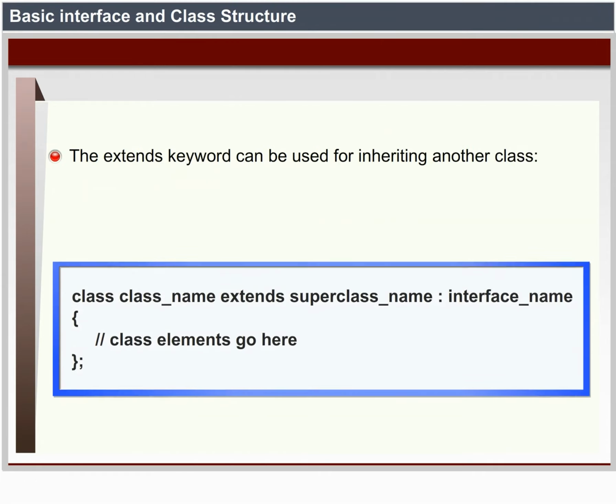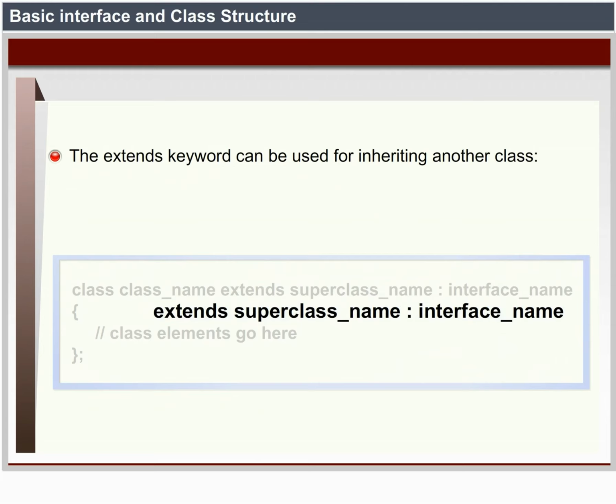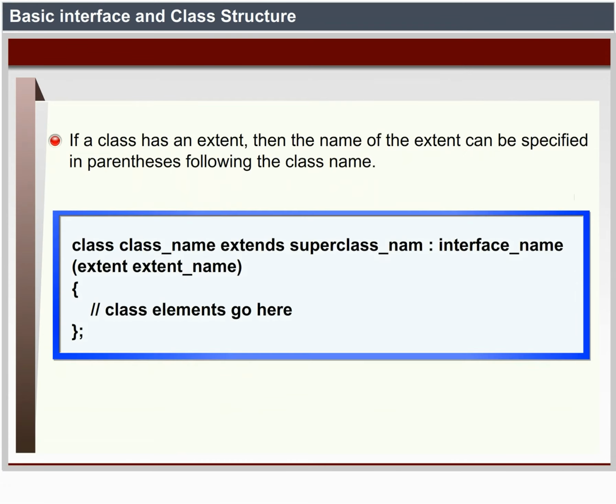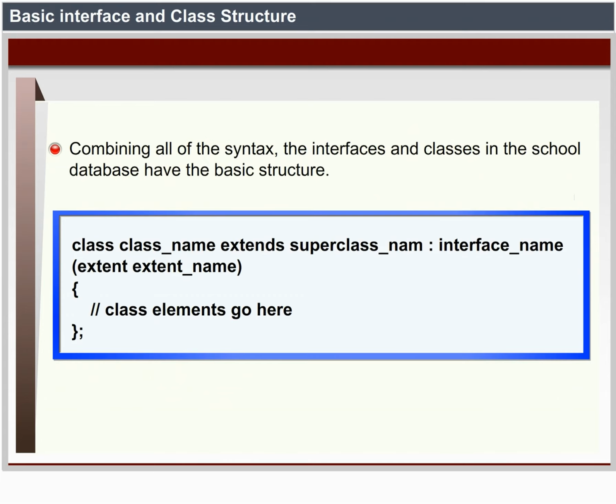When a class inherits from another class, it extends the class. It shows the program. If a class has an extent, you specify the name of the extent in parentheses following the class name. It shows the program. Combining all of the syntax, the interfaces and classes in the school database have the basic structure.